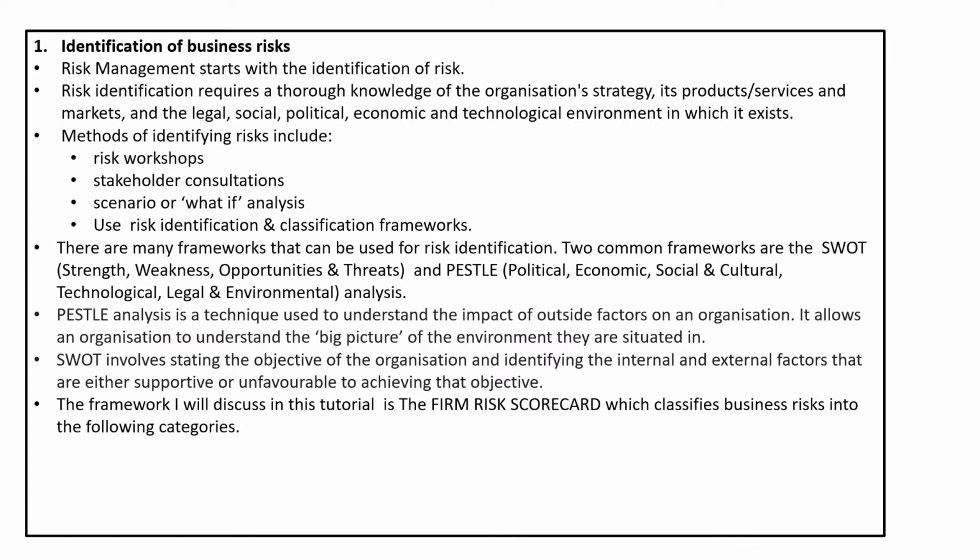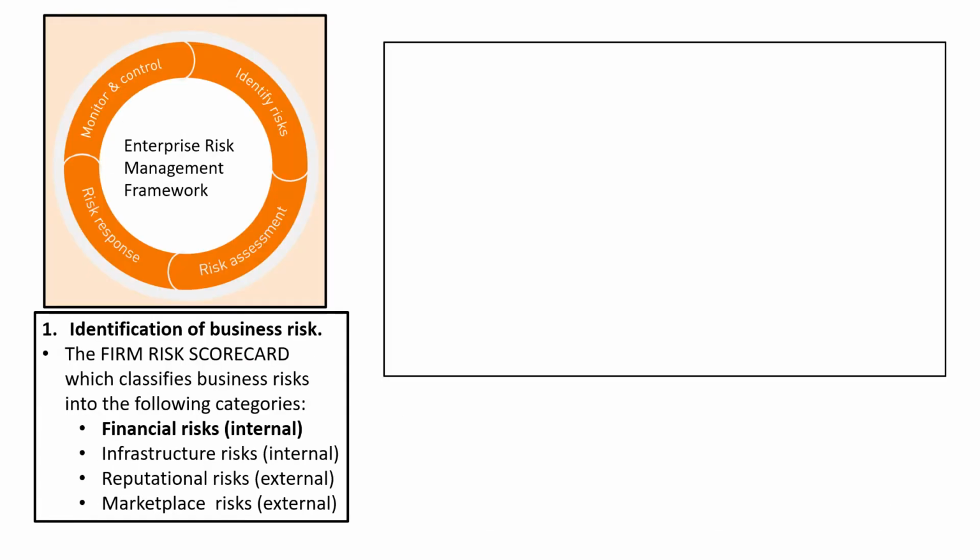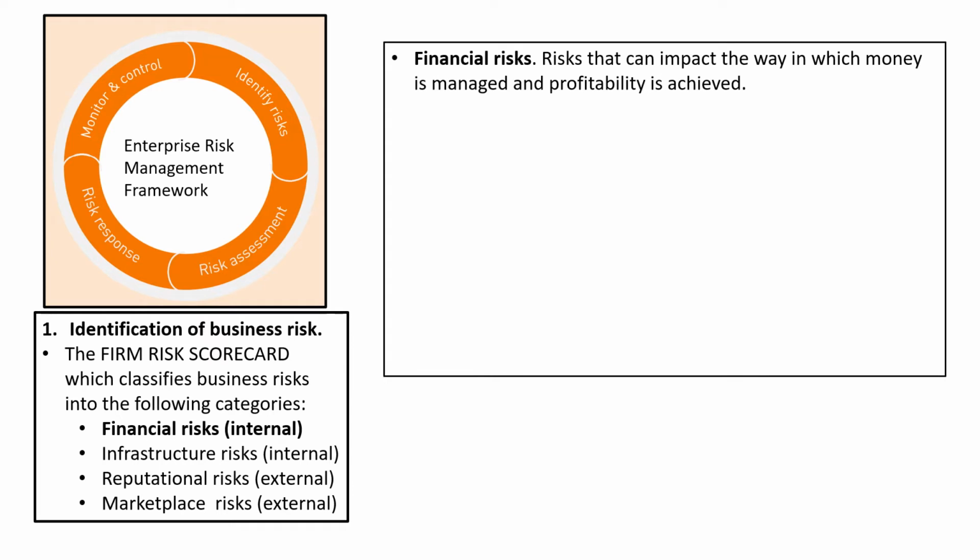The framework I will discuss in this tutorial is called the Firm Risk Scorecard, which classifies business risk into the following categories: financial risk, infrastructure risk or operational risk, reputational risk, and finally, marketplace risks. In the following slides, we will discuss the classification of business risk using the Firm Risk Scorecard.